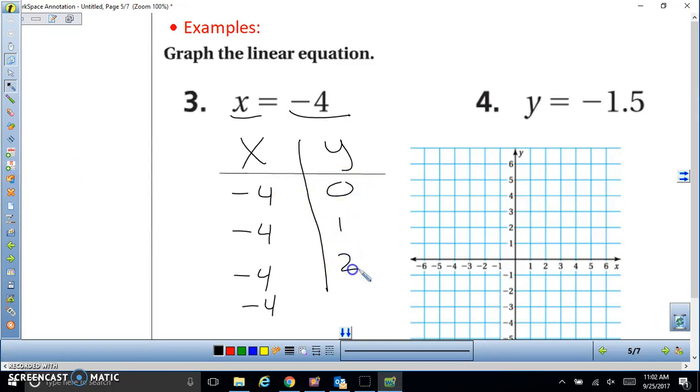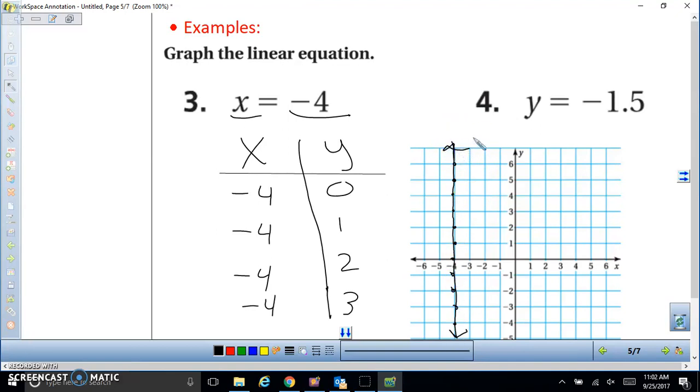0, 1, 2, 3. So, I want you to think to yourself right now, is this a vertical or a horizontal line? Let's go ahead and graph it and look. X is always -4, so it's always going to be right here. X is always -4. Vertical or horizontal? If you're thinking vertical, you're on the right track. Use a straight edge to connect those dots, and you did it.